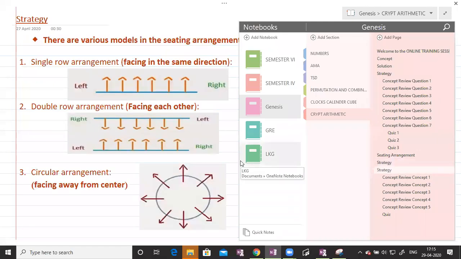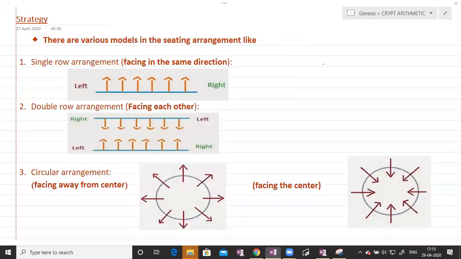There's one more strategy for this type of problem. If the people are sitting in a row, only a single row facing the same direction, then of course if this is the right, this must be the left. If there are 2 rows and the people in the first row are facing the other people, facing each other, that is a double row. In that case, it is just opposite. If this is the left, this should be the right.